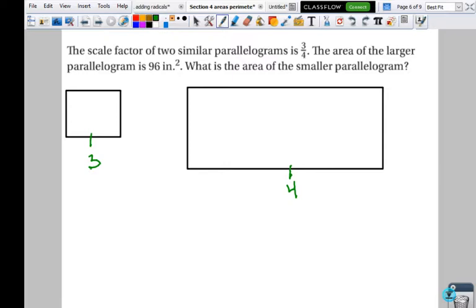Maybe about 30 seconds, then we'll go over it. Oh, there won't be a square on that 96. There will only be squares on the 3 and the 4.